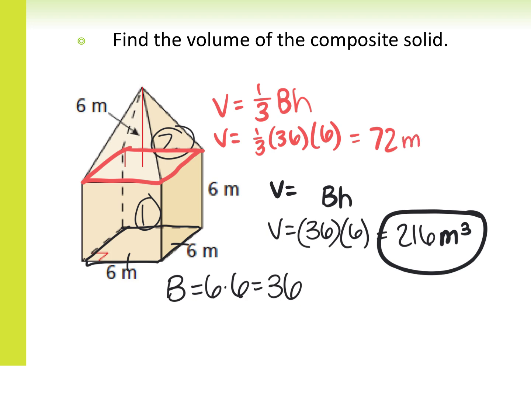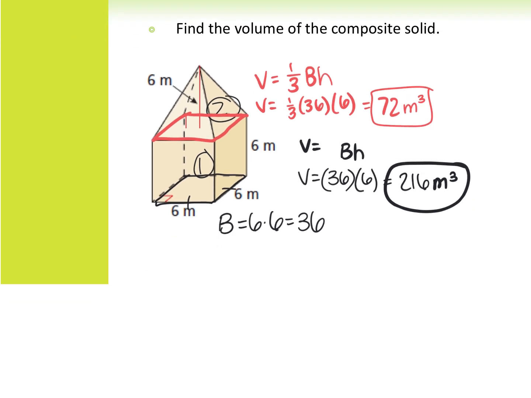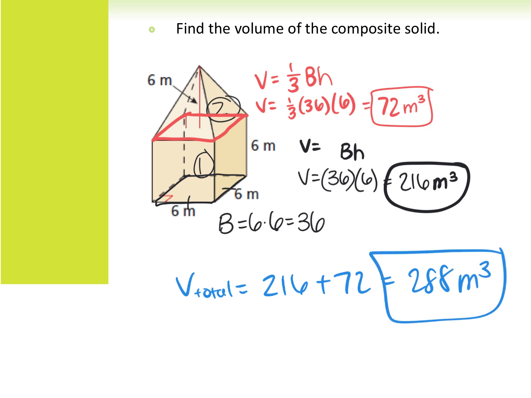Neither of these answers are my final answer. What's my final answer? Very good, Dylan. You add them together. So we're going to take 216. We're going to add it with 72. That should give me my volume total. And that should be 288 meters cubed. We're done. You guys rock. Turn in your notes.